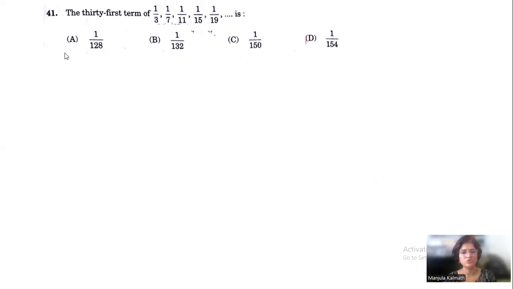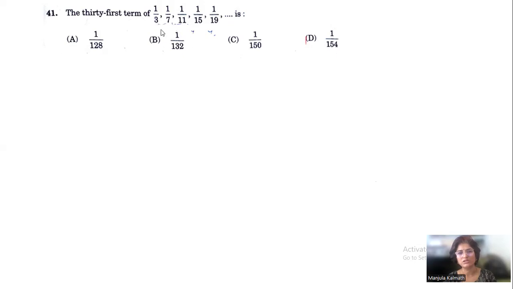So proceeding, the next question is 41: the 31st term of this given series. What is the value of the 31st term? In this case, we just have to focus on the denominator. We have to try to find out how one number is related to the previous number. So just focus on the denominator.